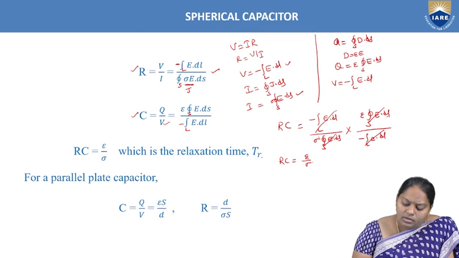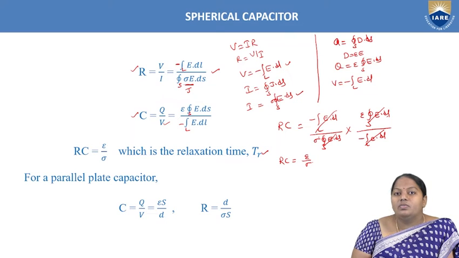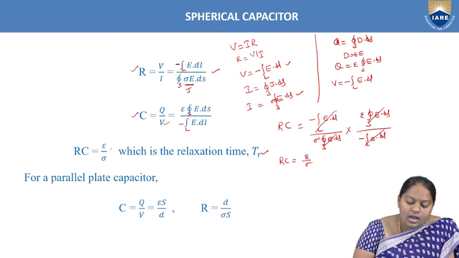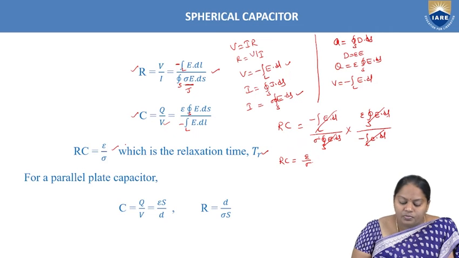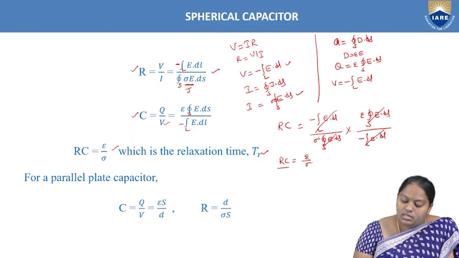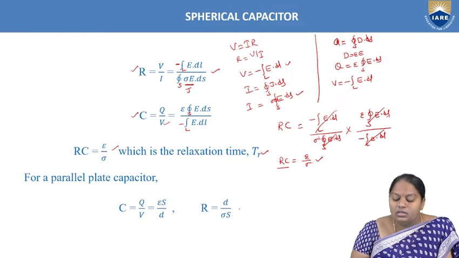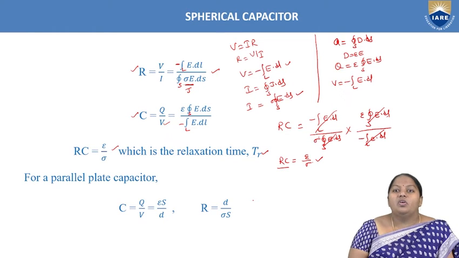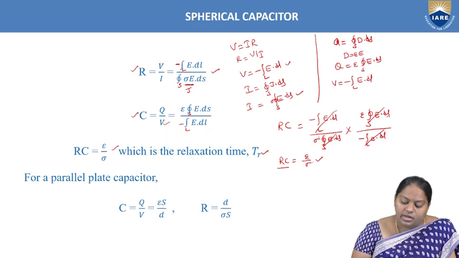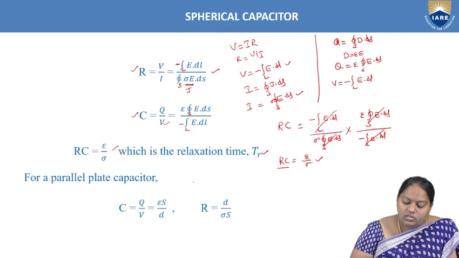So already we have learned that T_R, the relaxation time or rearrangement time for the electric fields, is given by RC equal to epsilon by sigma. So from these two relations, we have got RC equal to epsilon by sigma. So this is called relaxation time or rearrangement time for the electric fields. Now based upon this, we are going to calculate the resistance related to the respective three types of capacitors, right?